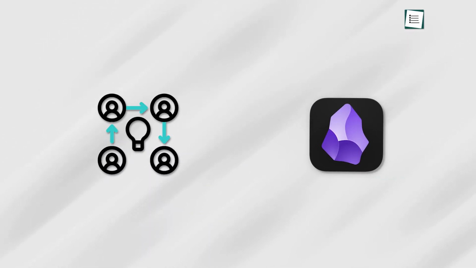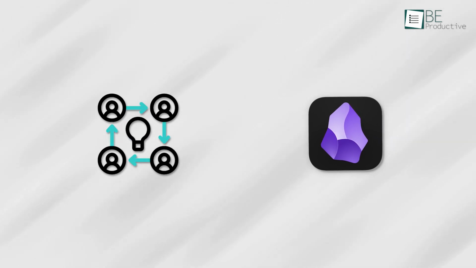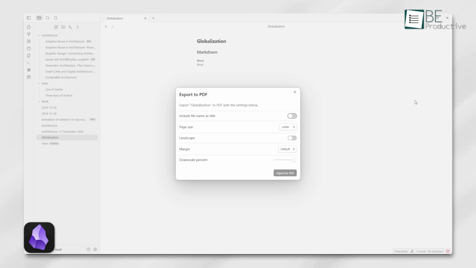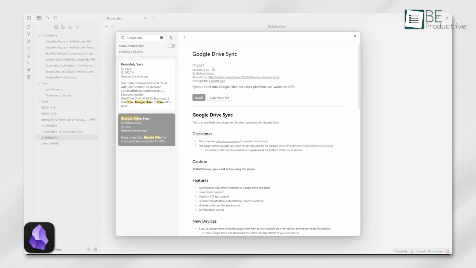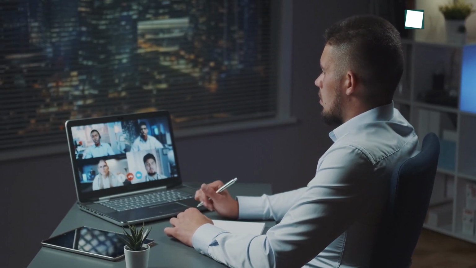Collaboration in Obsidian is more limited since it's primarily designed as a personal knowledge management tool. However, you can manually share your notes by exporting them or using third-party plugins. It's not the best option if you need to work on notes with a team in real time.